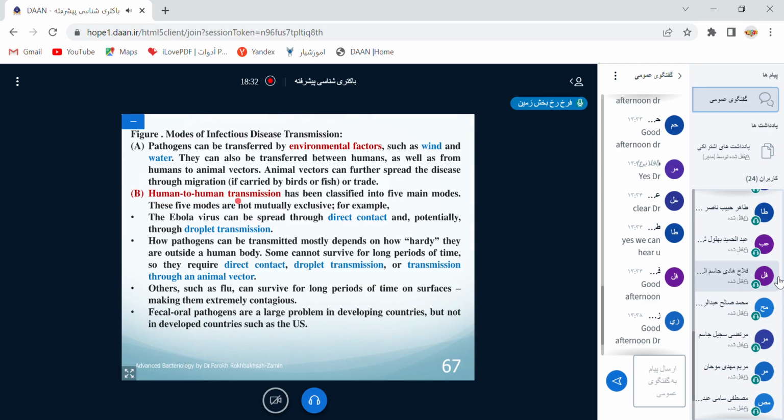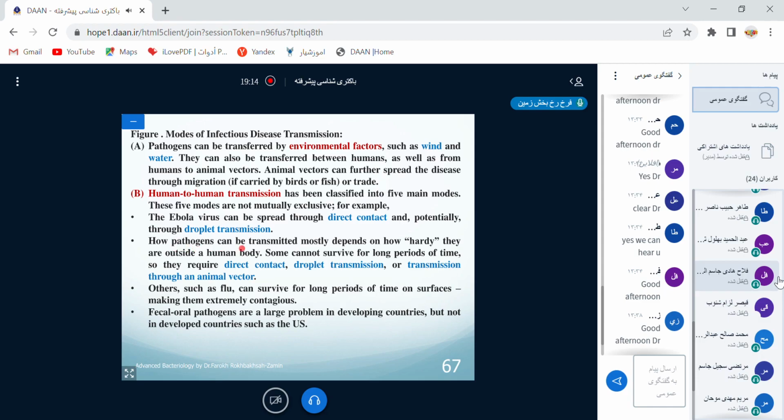So according to the figure, human to human transmission has been classified into 5 main modes. These 5 modes are not mutually exclusive. For example, the Ebola virus can be spread through direct contact and potentially through droplet transmission. So if we have one pathogen, sometimes there is not only one way for transmission. Sometimes by 2 or 3 ways they can reach from an infected person to a sensitive one.